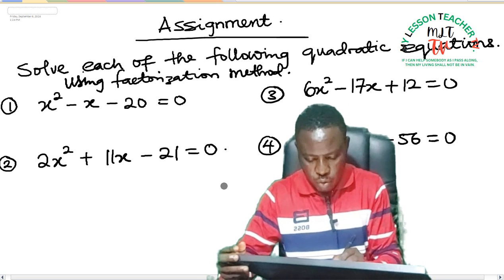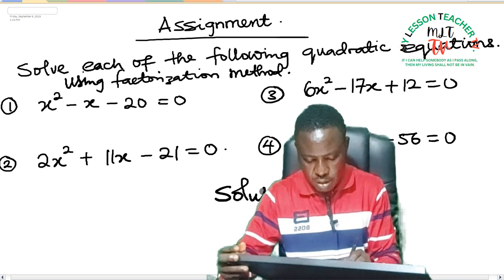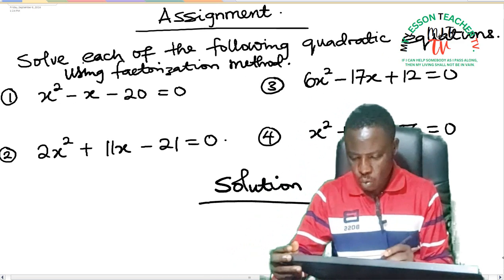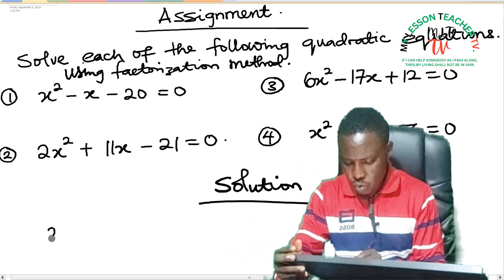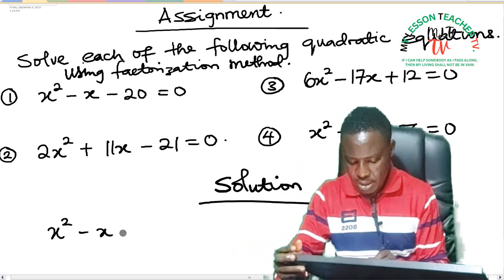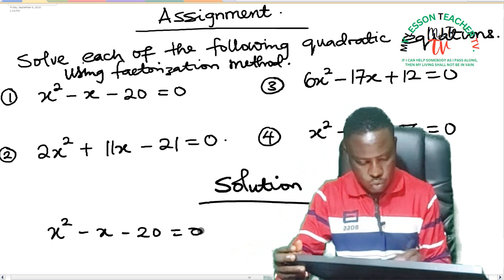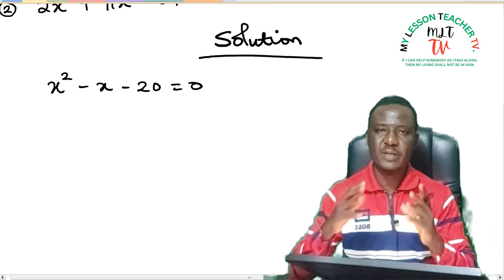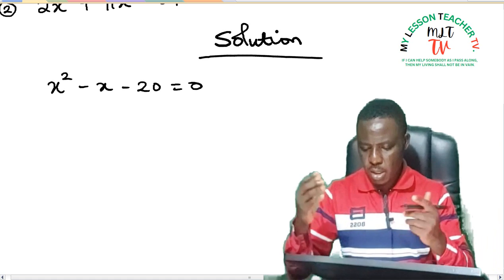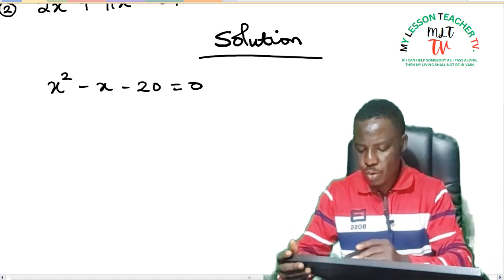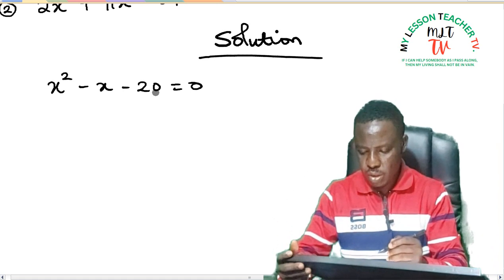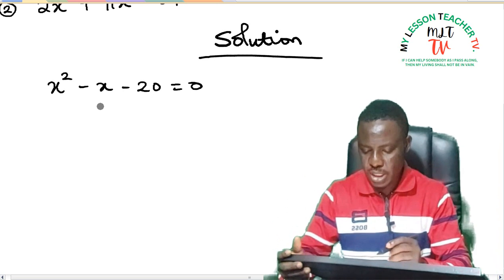Using factorization method, we are asked to solve this. So solution, I'm going to solve question number 1. Question 1 says x squared minus x minus 20 is equal to 0. Since this is a 3-term expression, we shall make it a 4-term expression. And how do we do that? We look for 2 terms that when you multiply the first term and the last term together, it gives you that number. And when you add them together, it gives you the middle term.